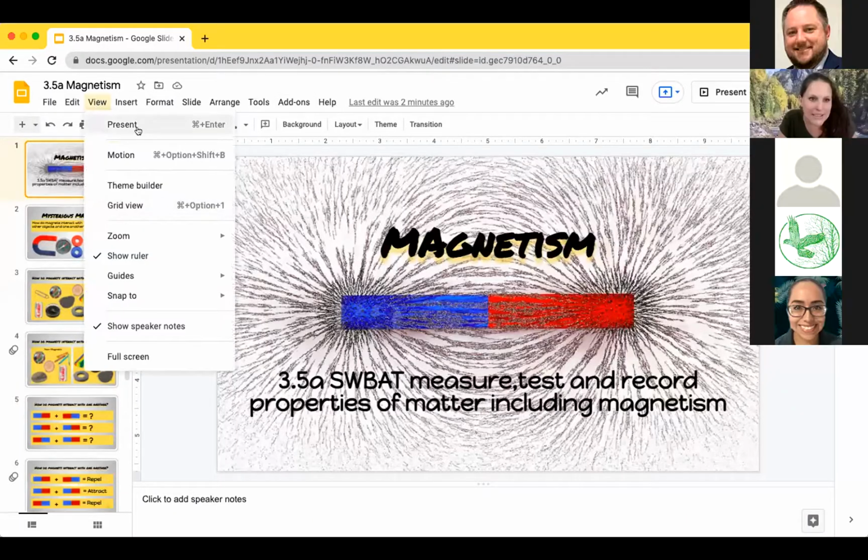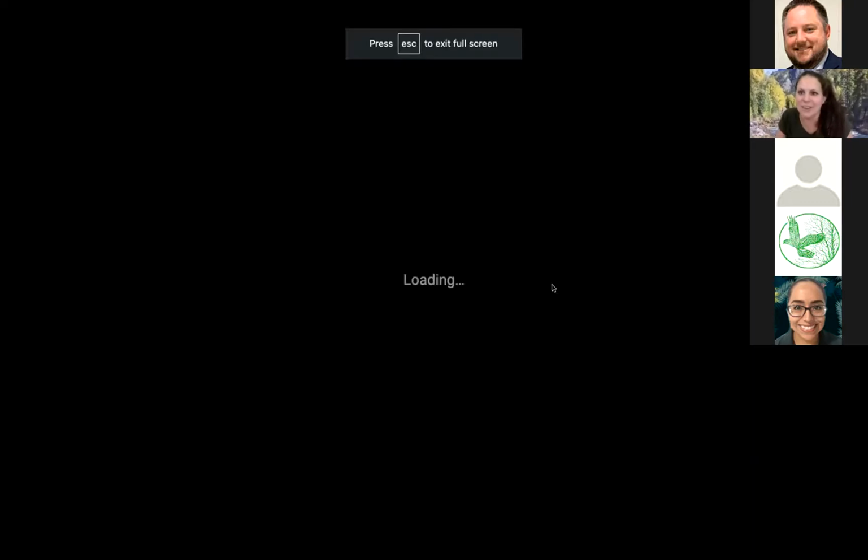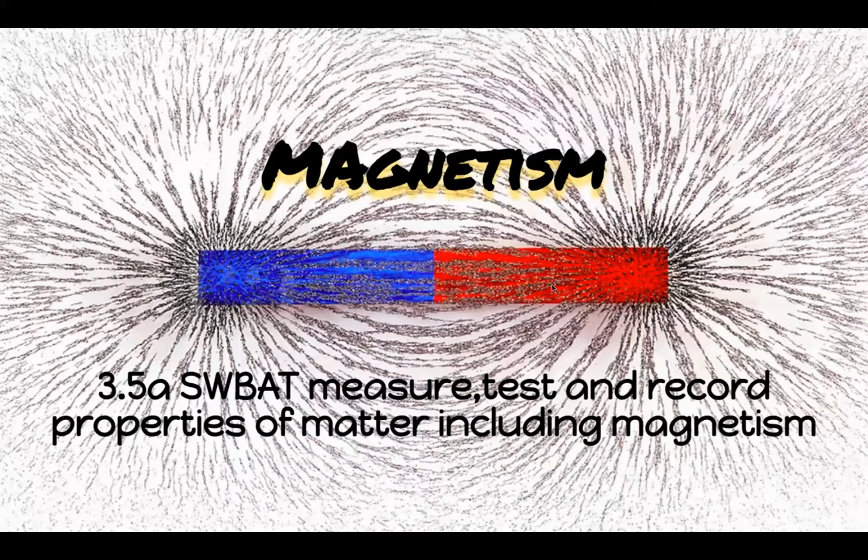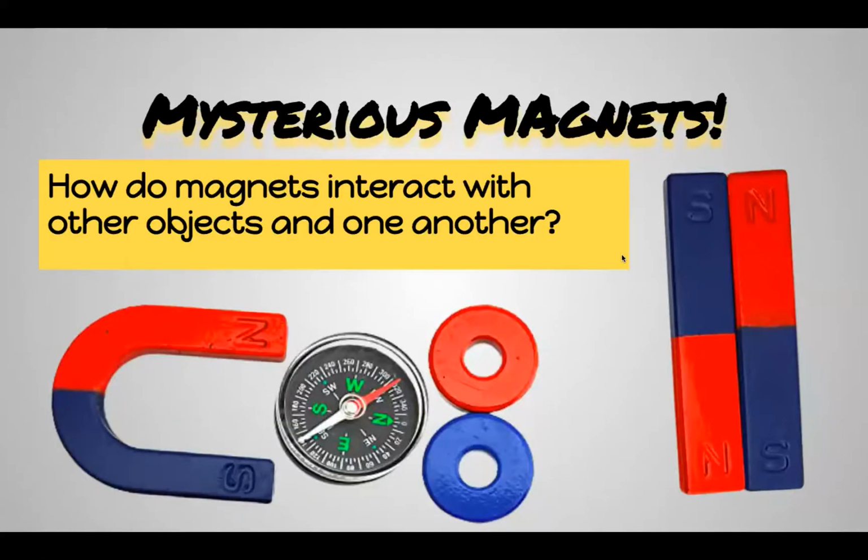All right, we'll get this in full screen. So today you will be discussing magnetism with me. You'll be able to measure, test, and record properties of matter, including magnetism. So, mysterious magnets. Our main question today is going to be, how do magnets interact with other objects and one another?